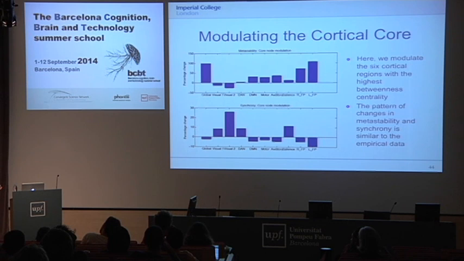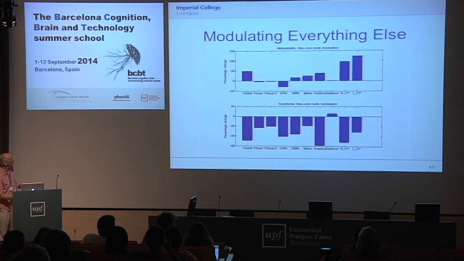So it's the opposite effect. And we managed to reproduce this by modulating just these central core regions, and there are lots of variations on this. So you can modulate the core versus modulating everything else. And what this shows is that modulating the core, which is just a very small number of regions, has an enormous effect on the model. And the synchrony goes down and so on.